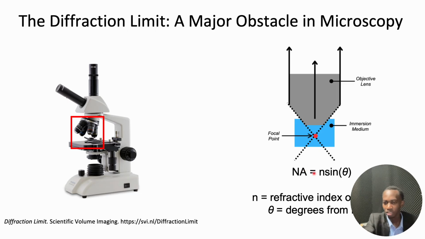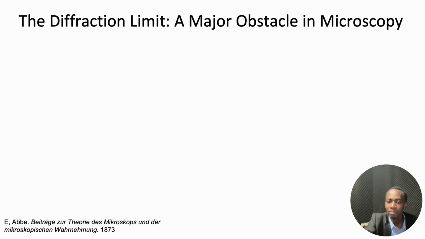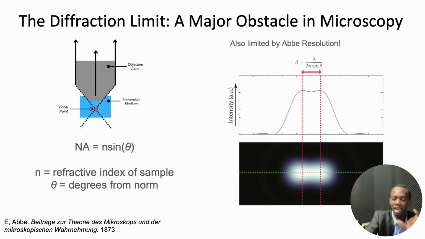NA is the numerical aperture, which is defined as n sine theta, where theta is the angle between the normal and this side of the cone, while n is the refractive index of the material. You can determine the size of the smallest object you can view just by adjusting the numerical aperture. One of the earliest researches on microscopy, by Abbe, concluded that you could not resolve anything with a diameter smaller than the wavelength of light divided by the numerical aperture.